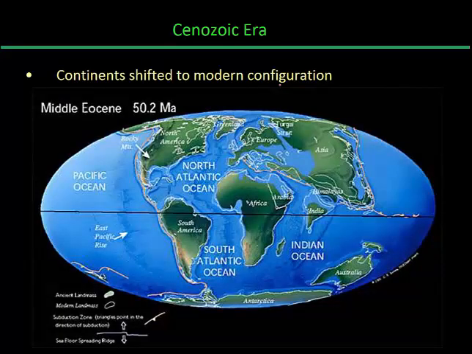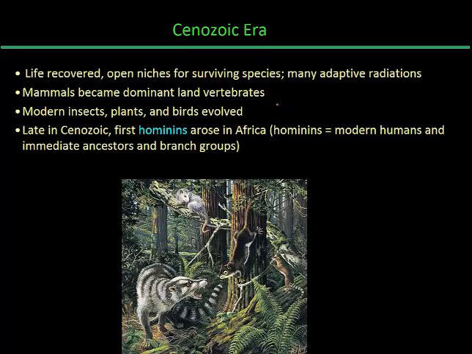So during the Cenozoic, several events happened that are worth noting. To begin with, the continents shifted to their modern configuration. Here's a picture of what Earth looked like about 50 million years ago or so. MA stands for millions of years ago. And we see this is very similar to today's planet in terms of the continental configuration.